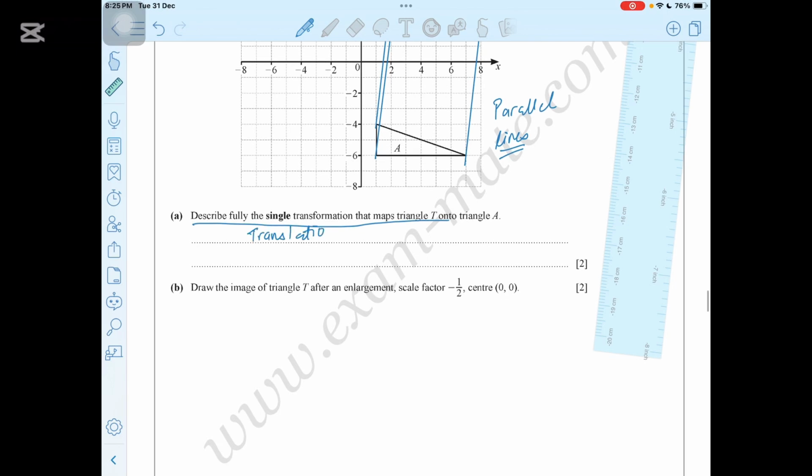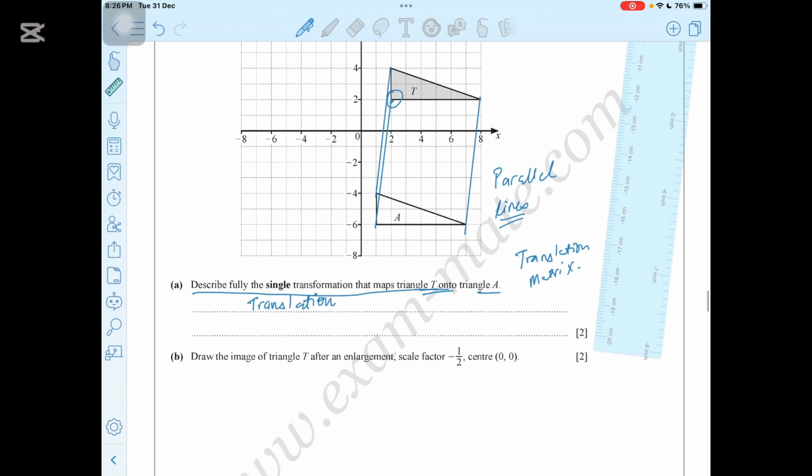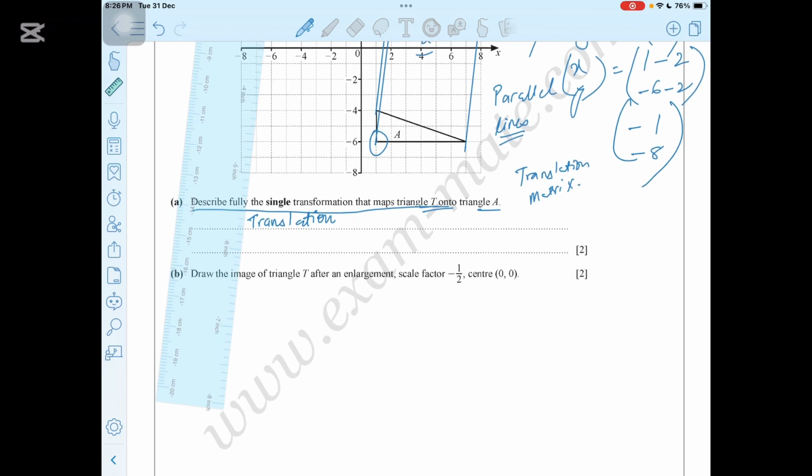And with translation, we need the translation matrix, right? Triangle T onto triangle A. So here we have 2 and 2. We add the translation matrix, that is x and y, to get this. This is 1 and -6, right? So let's just bring this over here. So this would be x y equals to 1 minus 2, -6 minus 2. So this would be -1 and -8, right? So we have the translation matrix with -1 and -8, right?